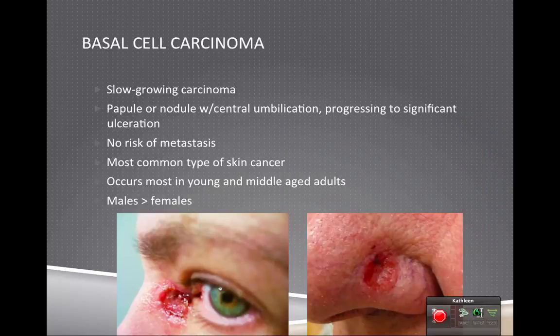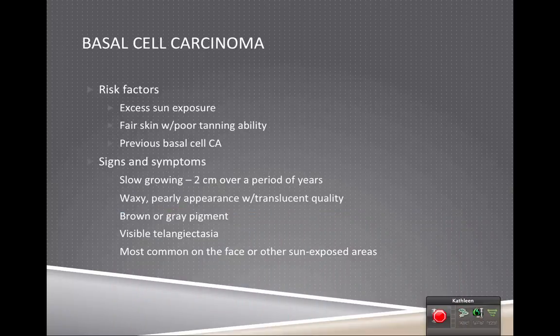Basal cell carcinoma is a slow-growing carcinoma. It's a papule or nodule with central umbilication, which progresses to significant ulceration. No risk of metastasis. It's the most common type of skin cancer and occurs most in young and middle-aged adults. It occurs more in males than females. Risk factors: excess sun exposure, fair skin with poor tanning ability, previous basal cell cancer.